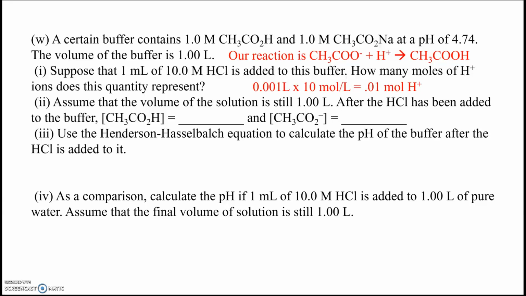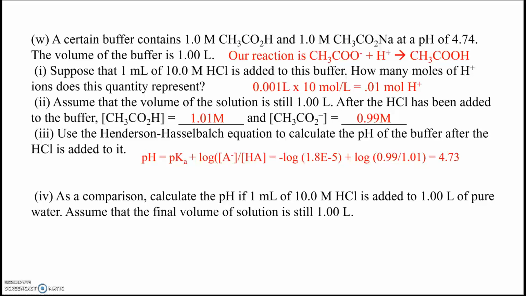Now, after I do this, this is going to raise my concentration of acid by 0.01 molar and reduce the concentration of acetate by the same 0.01 molar. And if I plug this into Henderson-Hasselbalch, I see that my pH is now 4.73. Again, a very small change in the pH of the buffer solution.